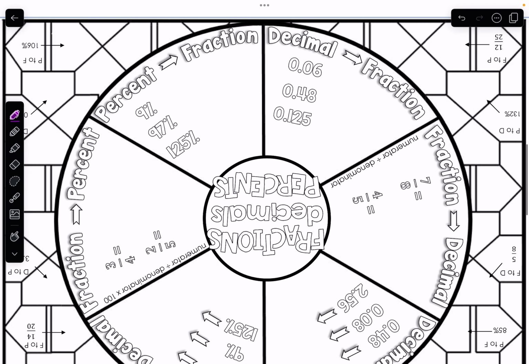Okay, so we just did fraction to decimal. So we'll just keep working our way backwards around. So let's go decimal to fraction. Let's do the opposite of that. If I want to go from a decimal to a fraction, you have a couple of options.